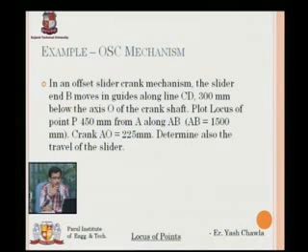Now let's move on. What are the dimensions he has given me? He's given me AB equal to 1500 mm, which is the length of the connecting rod. The next thing, crank AO, he has given me 225 mm, and it also asks me to determine the travel of the slider.